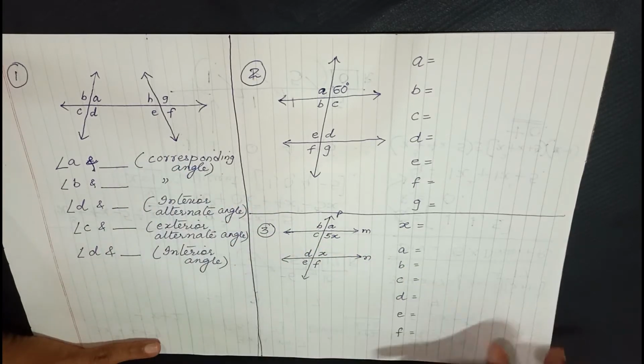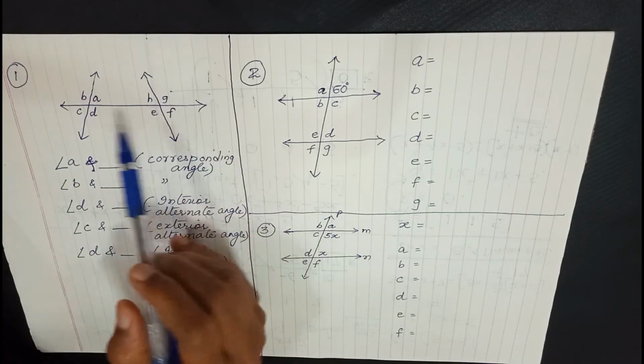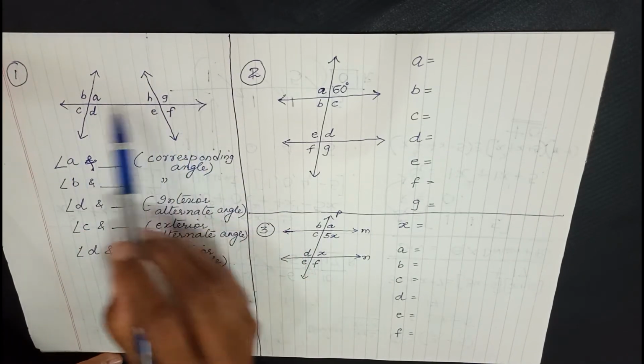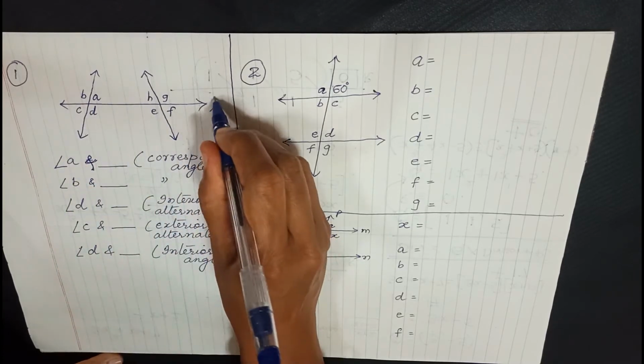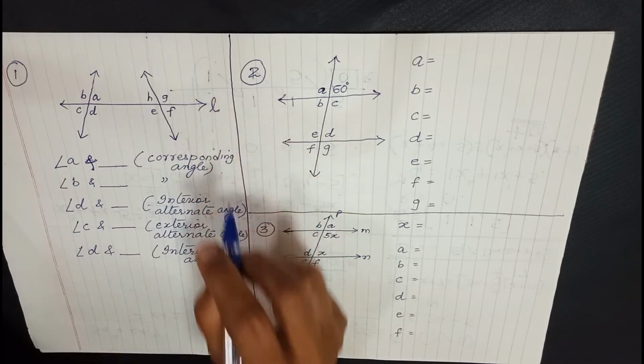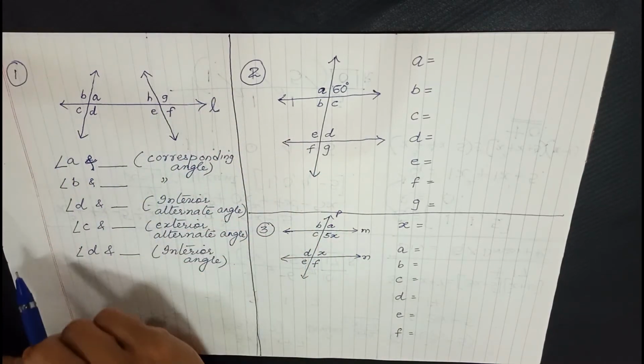So now let's say the first one. Now here you can see there are two lines. These are not parallel lines, and this is a line which is cutting both these lines. Hence this line is called a transversal. So let us say L. Now, based on this question given, we have to answer these questions.